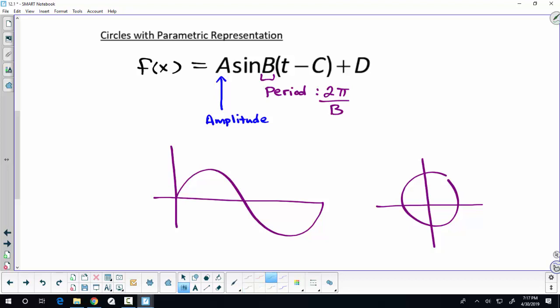For parametric equations, we don't see this c right here, but in terms of a Cartesian, what did that do for us? Yeah, they call that the phase shift. For us, that part is not present in parametric equations of circles. And then what does D do? Right. And then D is your vertical, up or down.